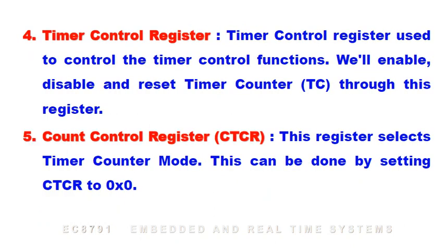Timer control register. The Timer Control Register is used to control the timer functions. We can enable, disable, and reset the timer counter through this register. Count control register, CTCR. This register selects the timer counter mode. This can be done by setting CTCR to 0, that is 0x00.